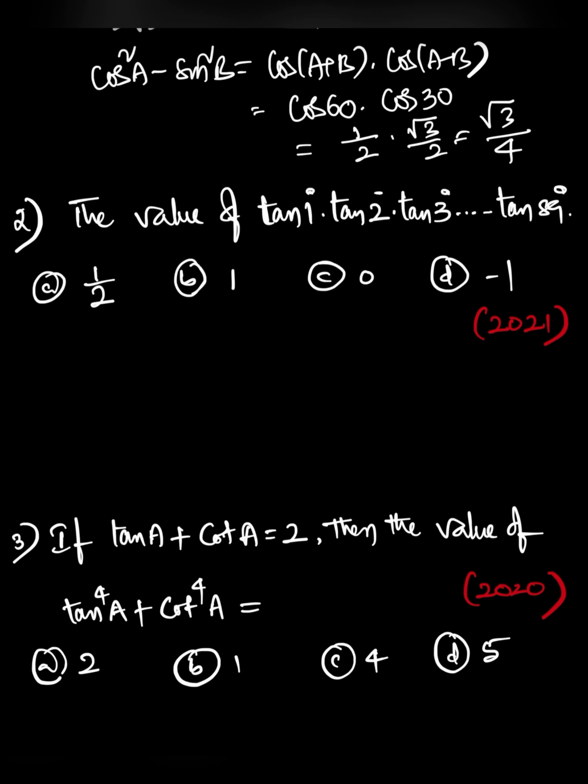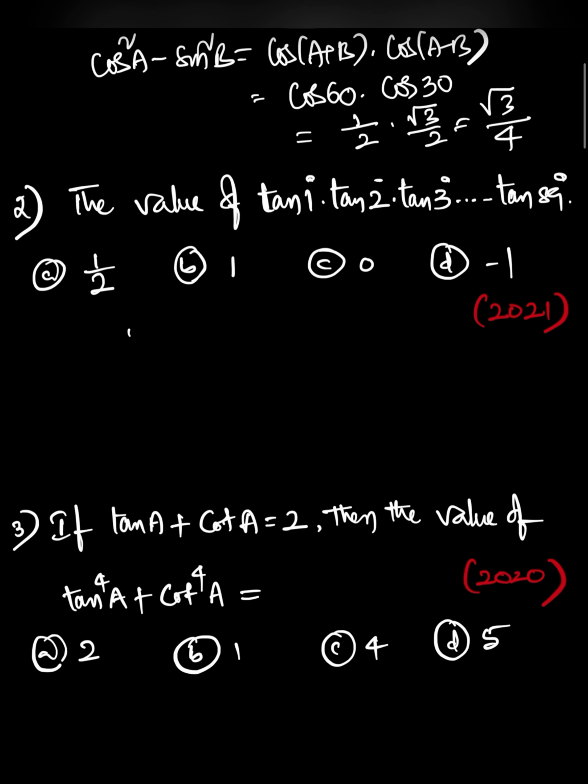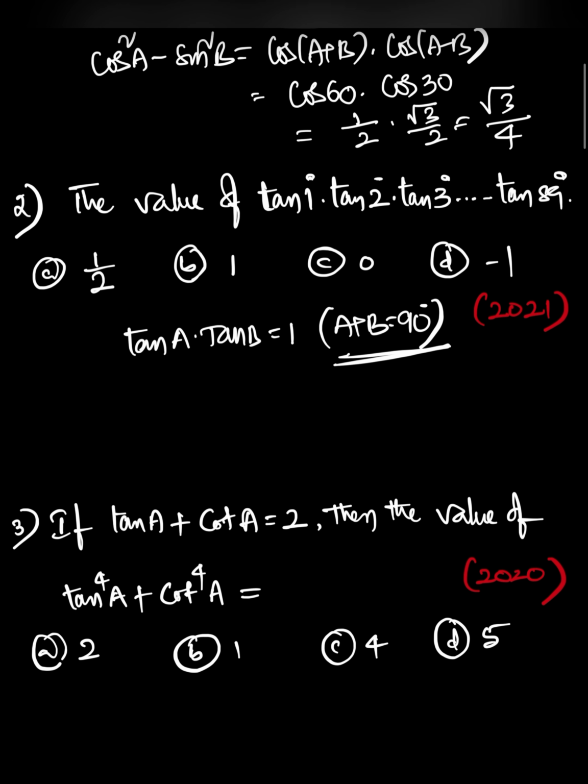Now move on to the next question. The value of tan 1 into tan 2 into tan 3 and so on up to tan 89. There is a very important formula here: tan A into tan B is 1 if A plus B equals 90 degrees. Whatever the case, if A plus B equals 90, tan A into tan B equals 1, and cot A into cot B equals 1. And in the case of log of tan A into tan B, the answer will be 0 because log 1 is 0. Now in this question, A plus B equals 90, so tan A into tan B equals 1.